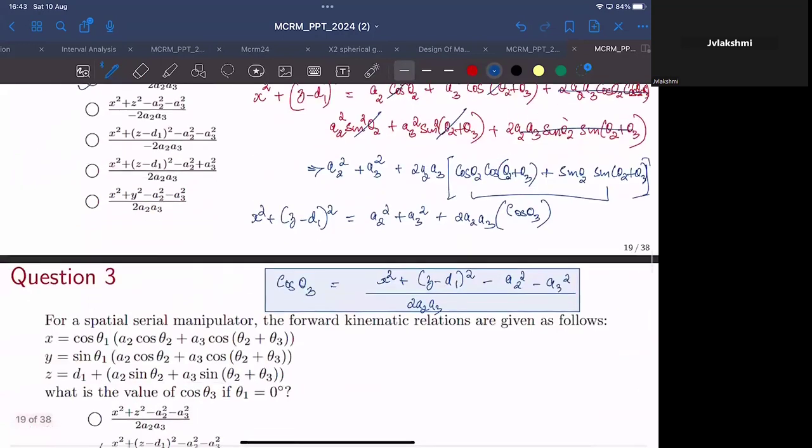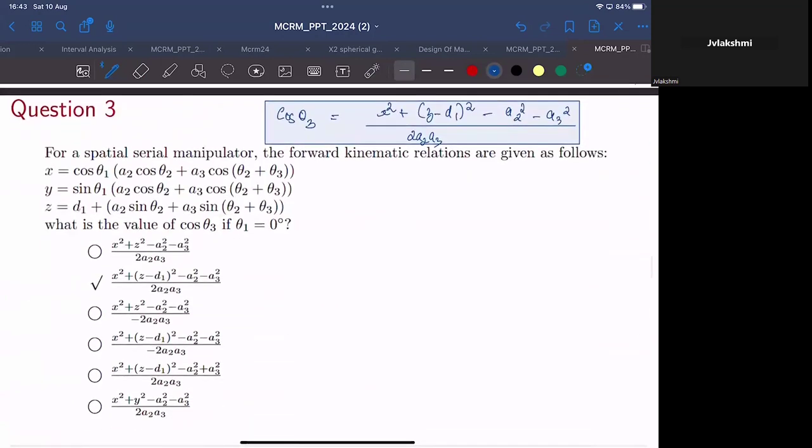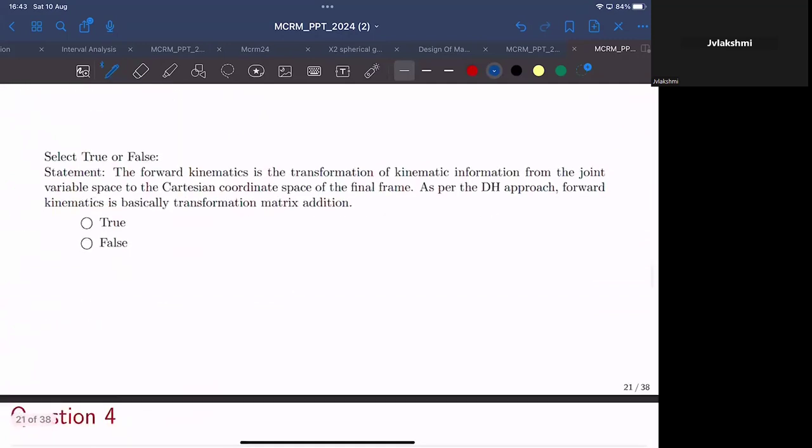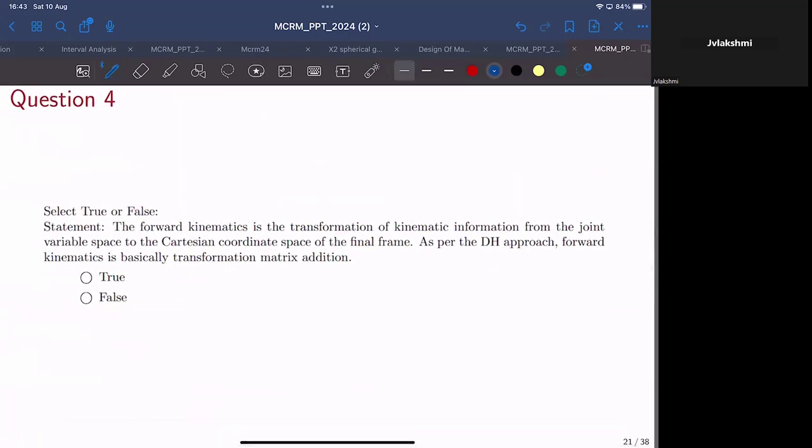Okay, yeah, so that is indeed our answer. Moving on to question 4, it's a true or false question. It says the forward kinematics is the transformation of kinematic information from the joint variable to the Cartesian coordinate space of the final frame. So as per the DH approach, the forward kinematics is basically transformation matrix addition. Is it true or false?